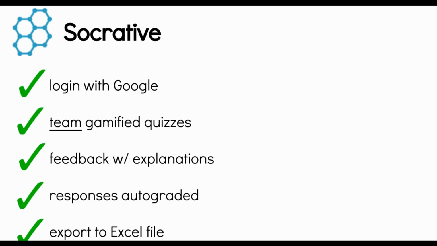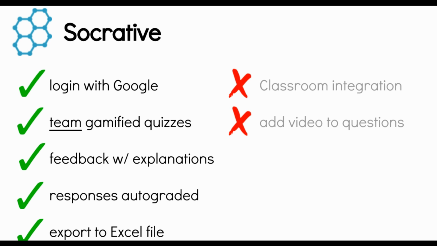So to sum it up, Socrative: log in with Google, team gamified quizzes, feedback with explanations, and these responses are auto-graded by the program and you can export to Excel. Some of the pitfalls: it doesn't have a direct integration with Google Classroom, but it's very easy to post the URL to Socrative on your classroom. Also, I noticed you can't add videos to your questions like some of the other softwares. You can only add pictures to your questions.